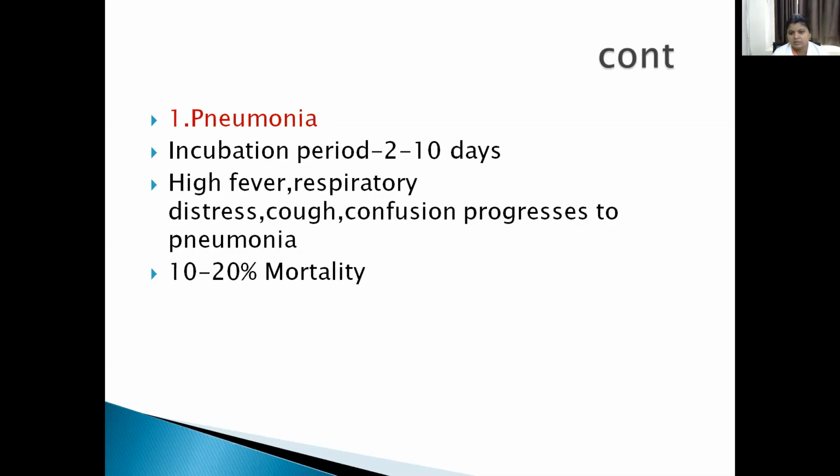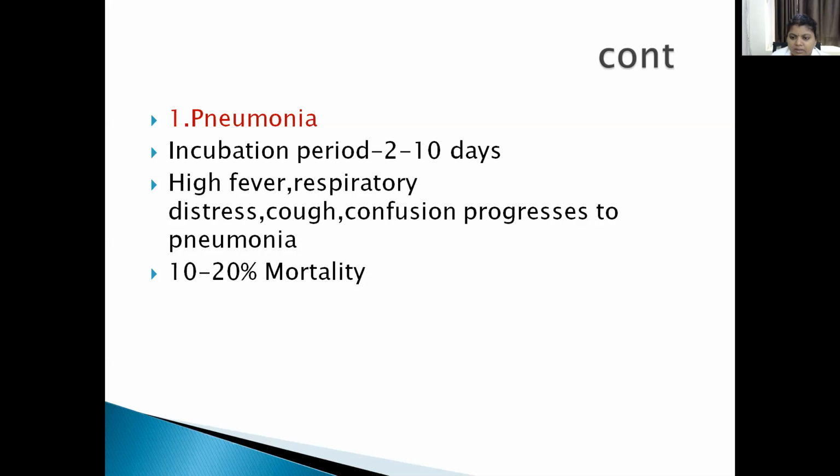The aerosols that are produced by air conditioners, you can see, sometimes these Legionella may inhabit in the cooling towers. If the person inhales these aerosols, he may get the infection after an incubation period of 2 to 10 days.